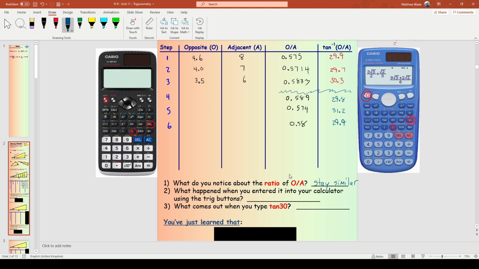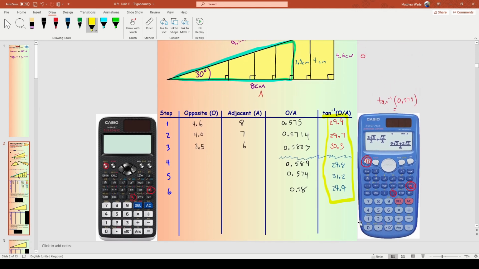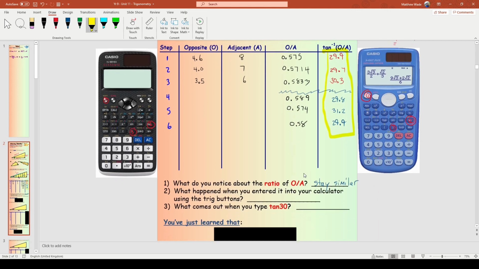Well, this is the big moment. Can you see that all of these were very nearly something? 29.9, 29.7, 30.3, 29.8, 31.2, 29.9. Are they near anything? What are they near? Look at the picture. What are they producing? Look at this picture. Oh my God, it's producing the angle! So if you know the ratio of the lengths of two of the sides, it can actually tell you one of the angles in the triangle, which is amazing.